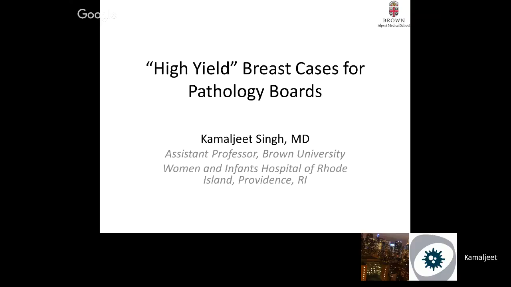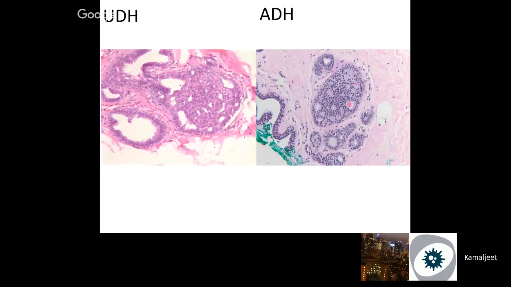So let's get started. First, I think this is a very common theme that you see in breast every time: UDH versus ADH. UDH is usual type ductal hyperplasia. ADH is atypical type ductal hyperplasia. It seems easy, but actually the kappa score, the inter-observer agreement on identifying ADH, is very low. It's 0.18.